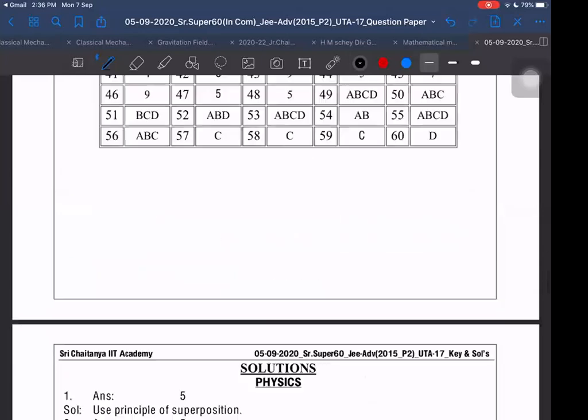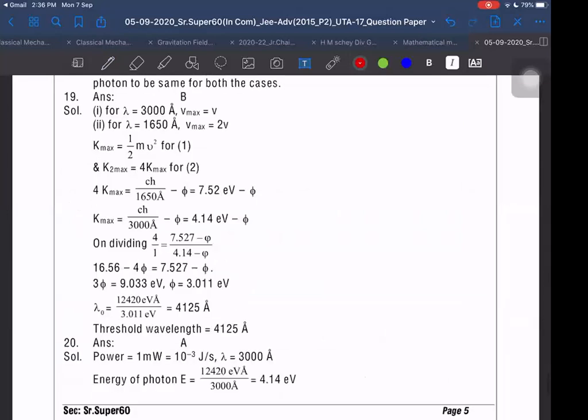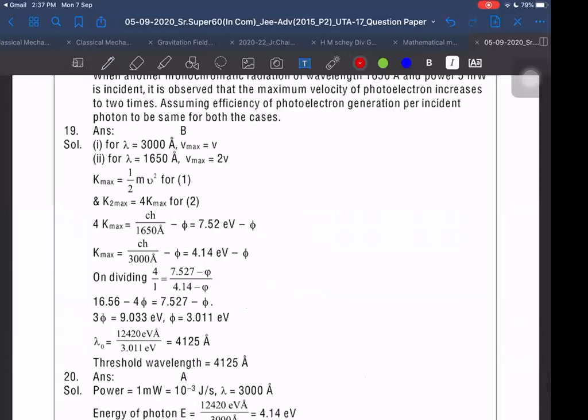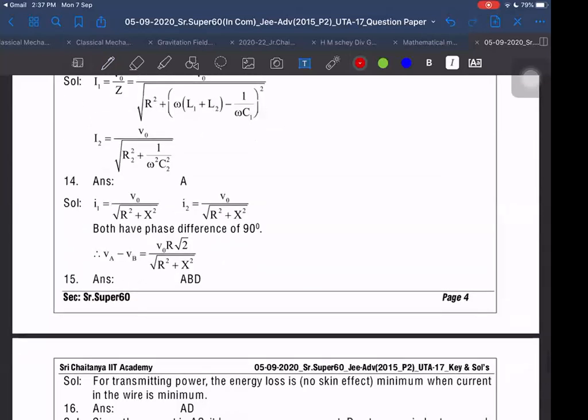Let me see the reason. I have the solution also, so why don't I just see the reason? Which question were we discussing, that 20? But I think they will not give any reason. They will just say the concept only. Obviously, ABD.